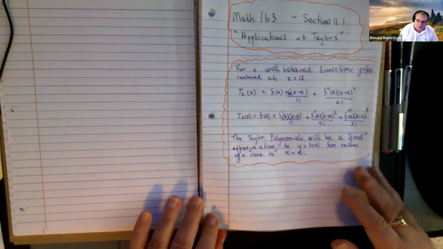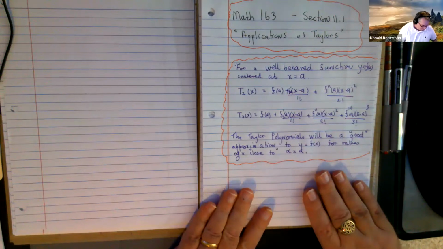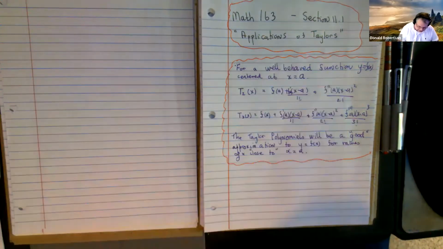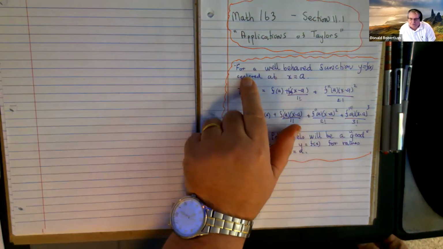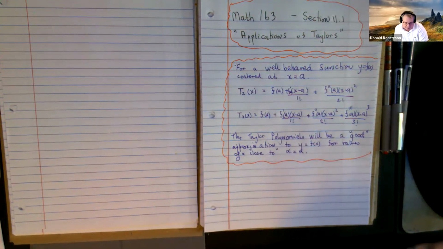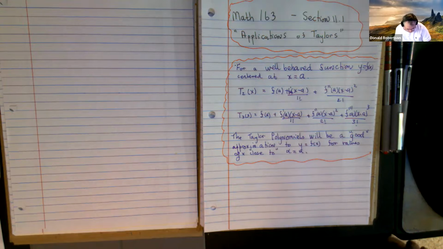Okay, so we're essentially finishing off some loose ends here. We're going to look at applications of Taylor series. And essentially, this is the information that we're going to be using. For a well-behaved function y equals f of x, centered at x equals a, we're going to do a Taylor series of a function round about x equals a.